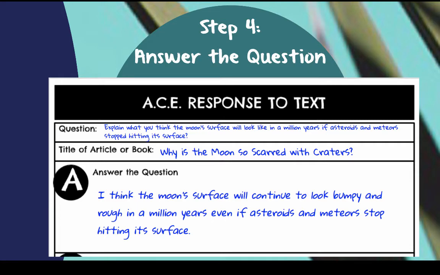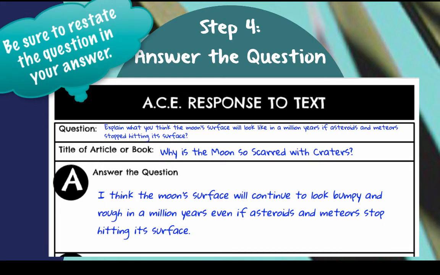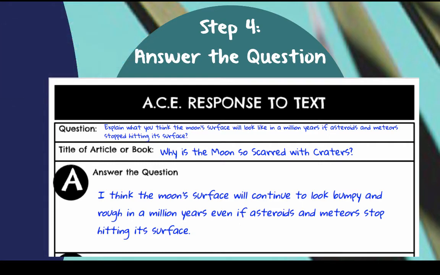So step 4 is to answer the question. So if we remember, our question was, explain what you think the moon's surface will look like in 1,000,000 years if asteroids and meteors stopped hitting its surface. So for the answer, I wrote, I think the moon's surface will continue to look bumpy and rough in 1,000,000 years, even if asteroids and meteors stopped hitting its surface. So I gave my answer, but I also restated part of the question. So even if somebody reading my response had never seen the question, they would still know what it's about.